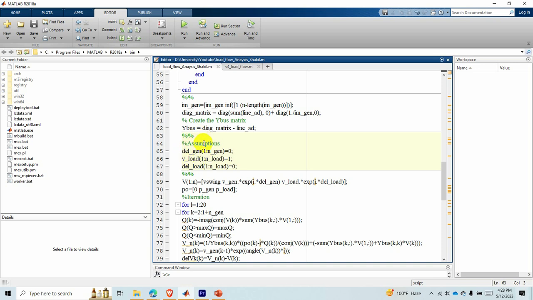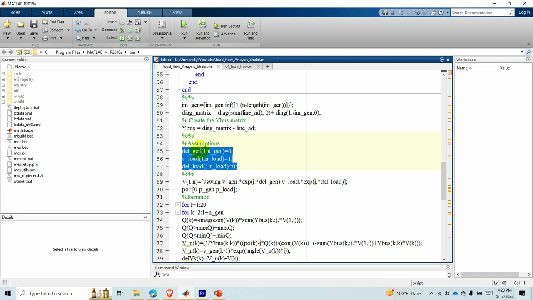This section is for assumption. We already know that the generator bus voltage magnitude is known, but the angle is unknown, so we have to assume that. Again, the load bus voltage is unknown. Similarly, the load bus phase angle is also unknown.